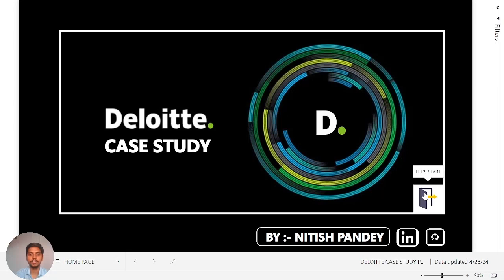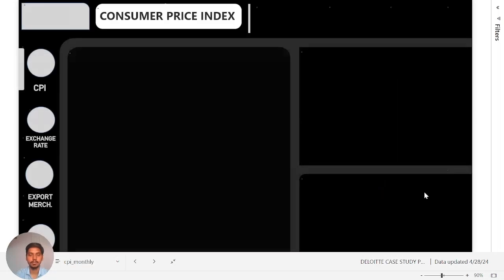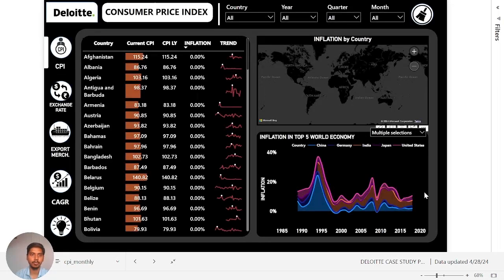Let us start with the project, and this is our consumer price index report page. Here you can find the name of the country, their current CPI, their last year CPI, what the inflation percentage was, and this is the trend axis. From here you can select the name of the country. Also you can search it from here. From here you can select the year. We have from 1988 to 2018. From here you can select the quarter, and from here you can select the month name. Also, if you select this, it will clear all the slicers at once.